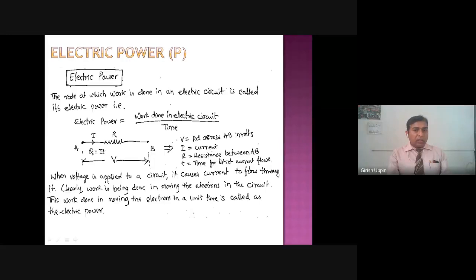I is current, R is the resistance between AB, T is the time for which the current flows. When the voltage is applied to a circuit, it causes the current to flow through it. So work is being done in moving the electrons in the circuit. So what kind of work is being done in an electrical circuit? The electrons being moved in the circuit, that is the work done. Work done in moving the electrons in a unit time is called electric power.